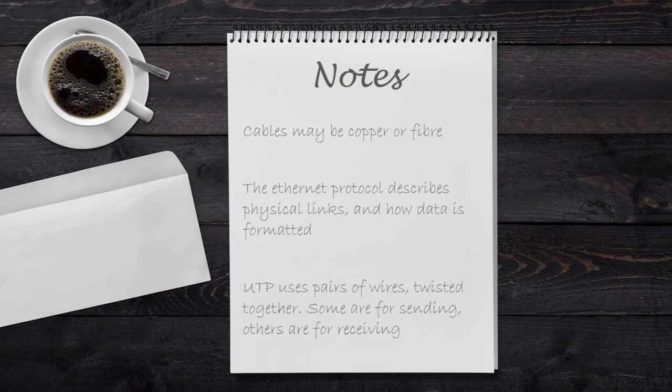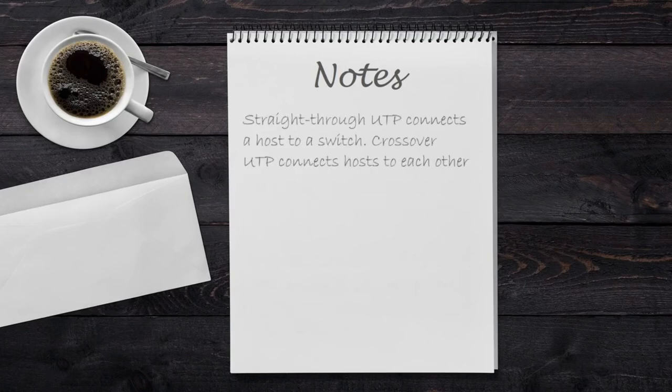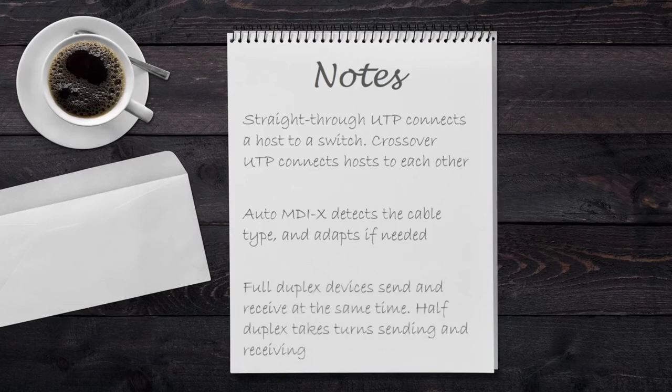The cable may be straight through, for connecting devices to a switch, or it may be crossover, for connecting devices to each other. Modern LANs support auto MDIX, which enables the device to detect the cable used and adapt as needed. A full duplex device can send and receive at the same time. A half duplex device can only do one at a time. An example of this can be found in fiber cabling. Dual core fiber is full duplex. Single core is half duplex.